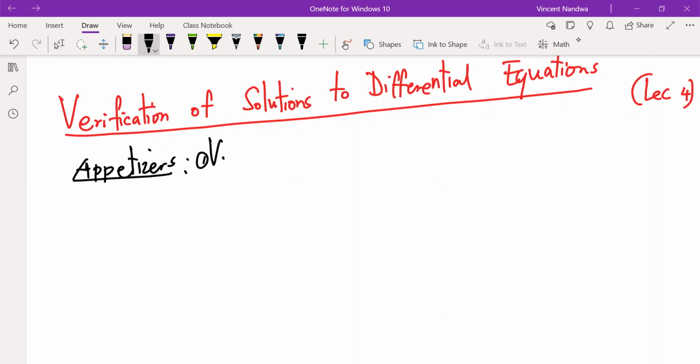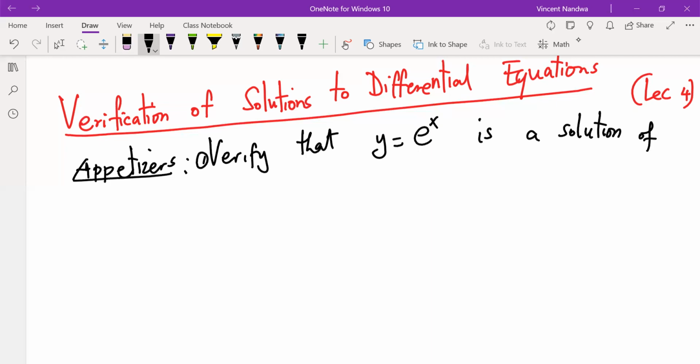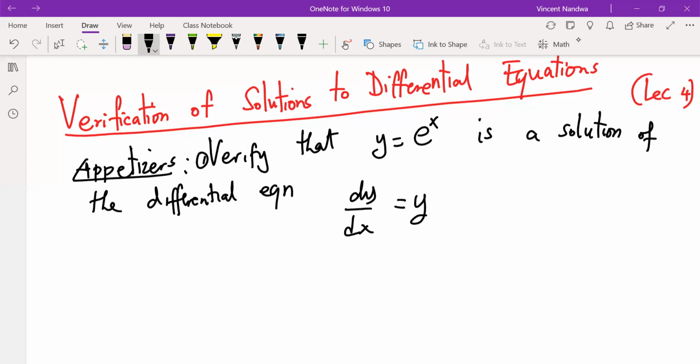One, verify that y equals e raised to the power x is a solution of the differential equation dy/dx equals y.